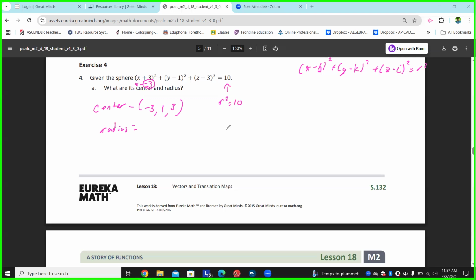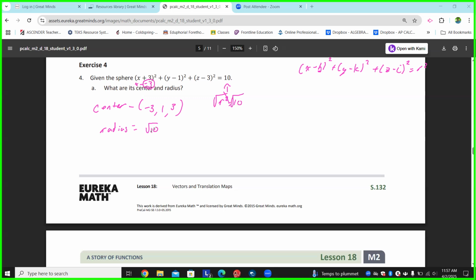So if I want to know what r is, just like with a circle, I still got to take the square root. Now, in this situation, I don't have a square root of 10, so I just leave it as is. Yes, sir. Yeah, this right here is r squared. So you basically just take the square root of whatever that number is at the end of the equation, and that would be the radius. Because in the formula, it is r squared, so if I want to know r, I take the square root. That's right.